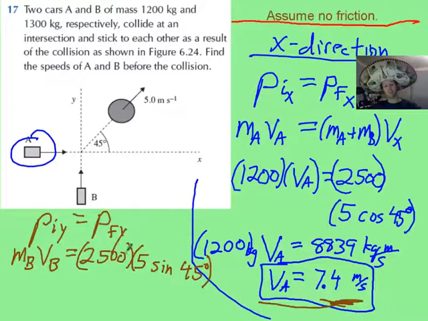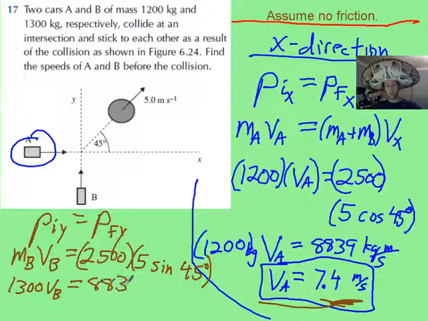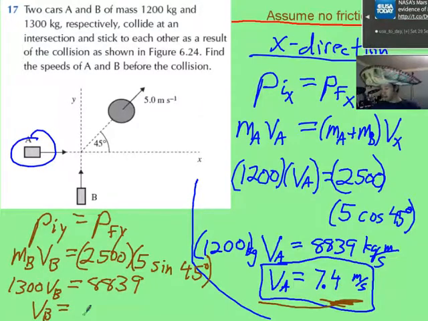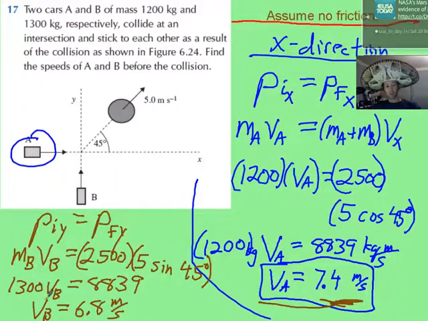Now the 45 degrees makes it easy because that's the same as we had before. So to just fill in a few things, I'm going to end up with 1,300 times VB. This comes out to be the same, 8839, and then we end up with a velocity of B. I believe that was about 6.8 meters per second.